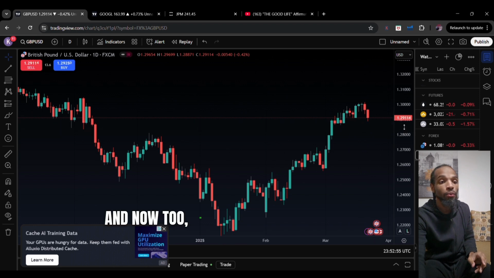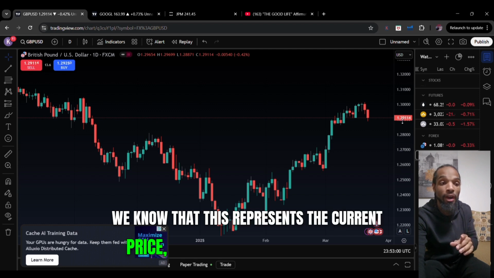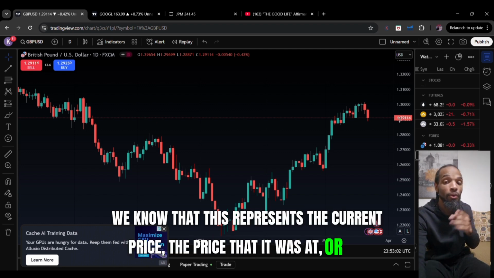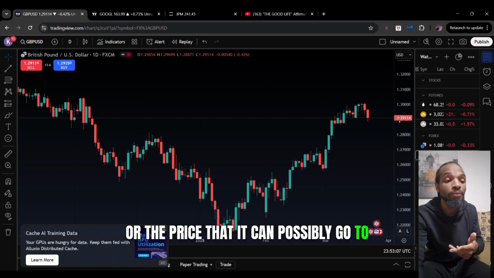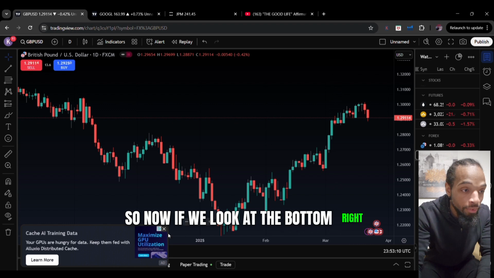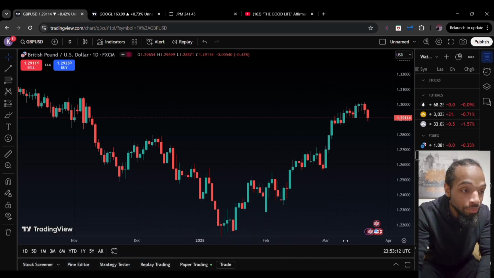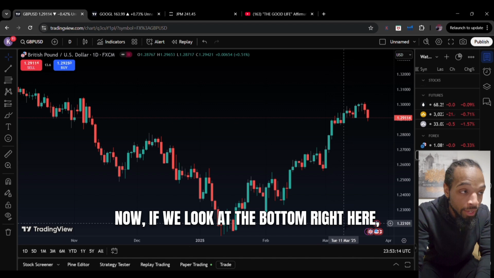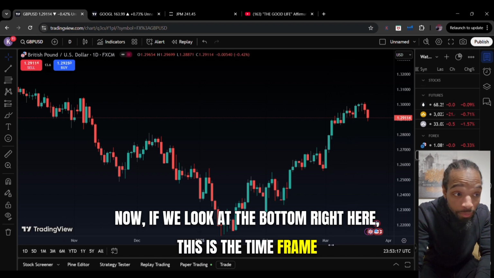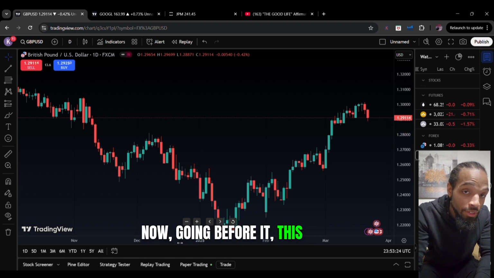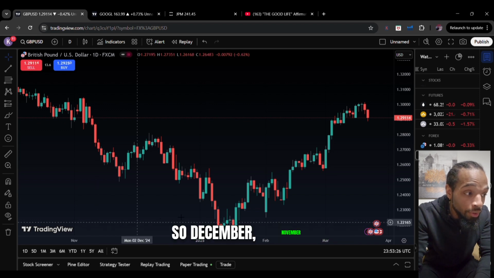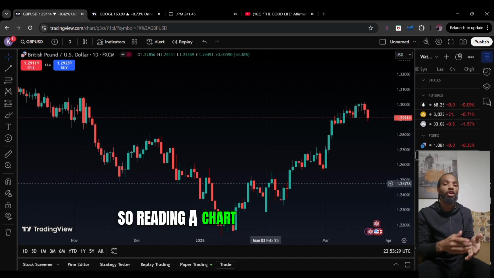And now we can understand what these numbers are. We know that this represents the current price, the price that it was at, or the price that it can possibly go to. So now if we look at the bottom right here, this is the time frame. You see, March, February, 2025. So now this is 2025. Going before it, this is 2024. So December, November.